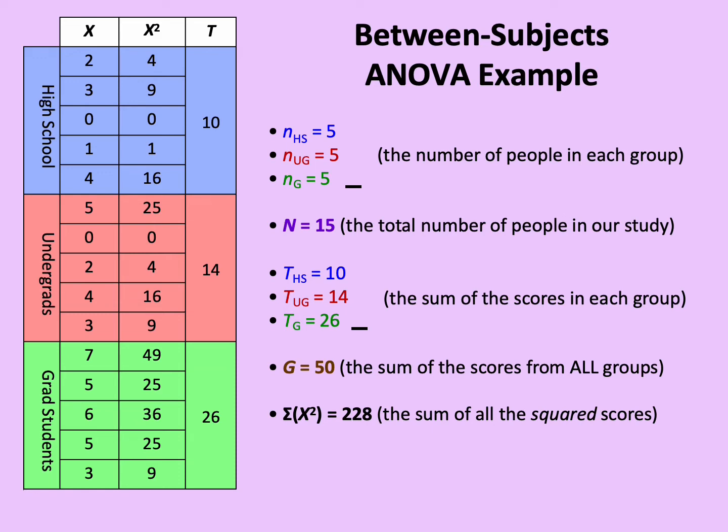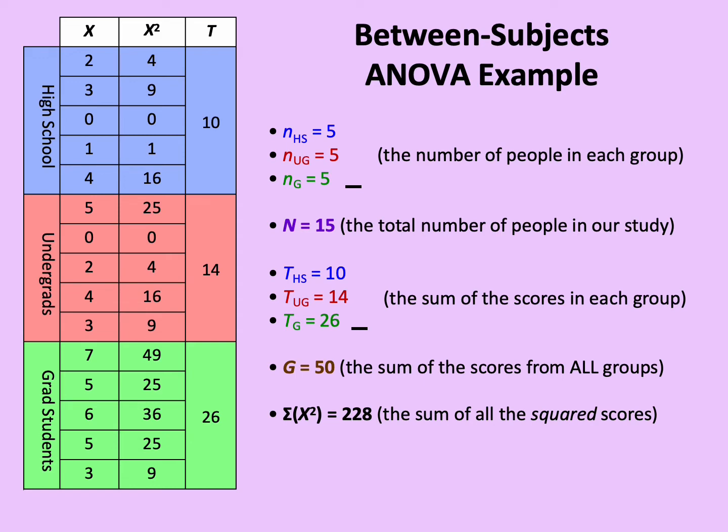All right, and then we have G, and G is simply the sum of the scores from all groups. If we add up each of those T values here, we have 10 plus 14 is 24, plus 26 is 50. Hopefully this is pretty simple so far, but certainly if you have any questions, don't hesitate to text me or email me as far as where I'm getting these numbers from.